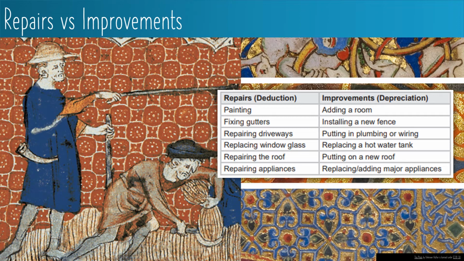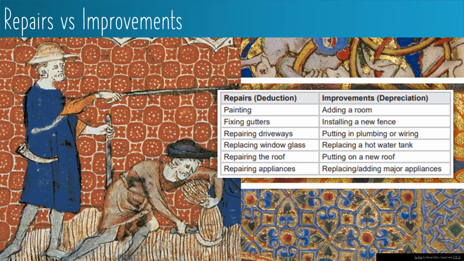Improvements, on the other hand, tend to be much larger. They often extend the life of the asset, or they enhance it in some way. So things like adding a room enhances the overall property, right? It kind of changes the nature of it now that it has a new room. So that would be considered an improvement.